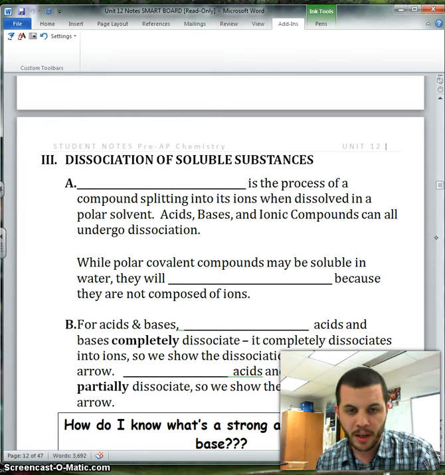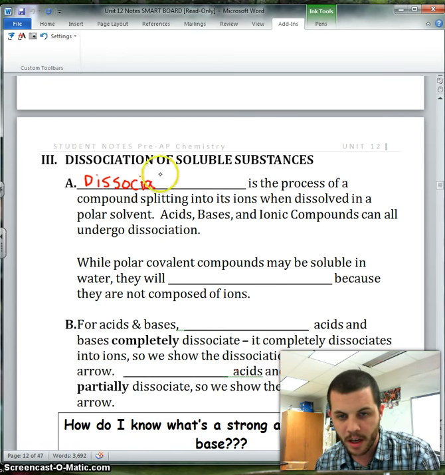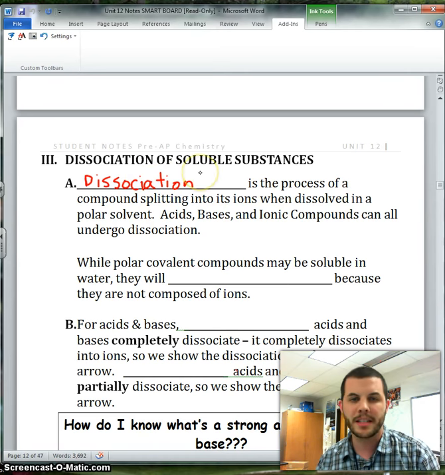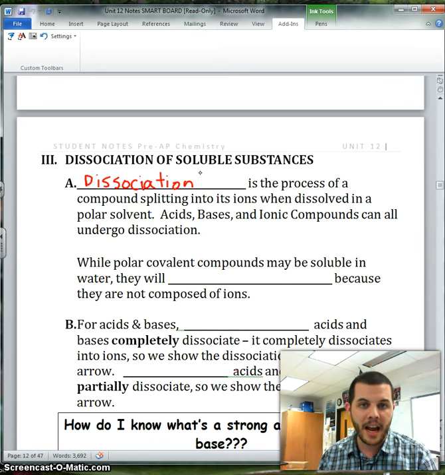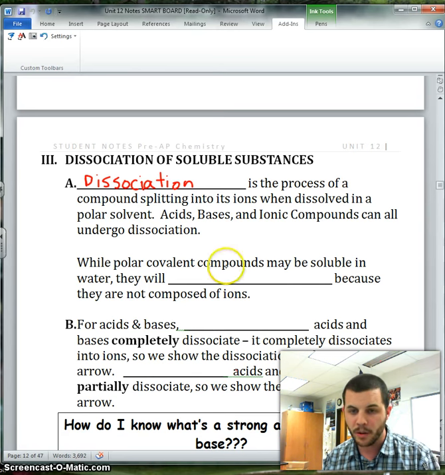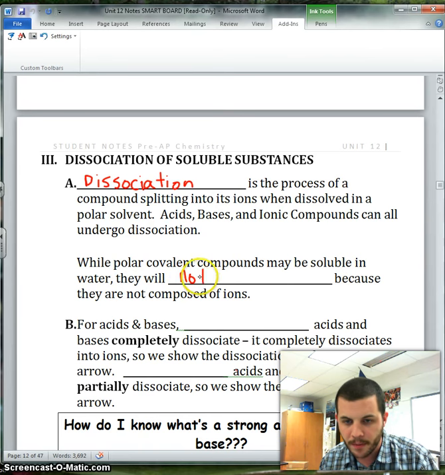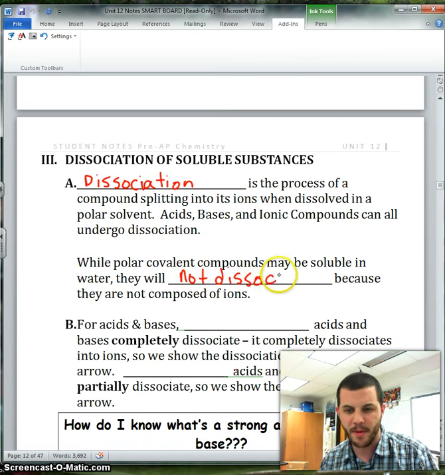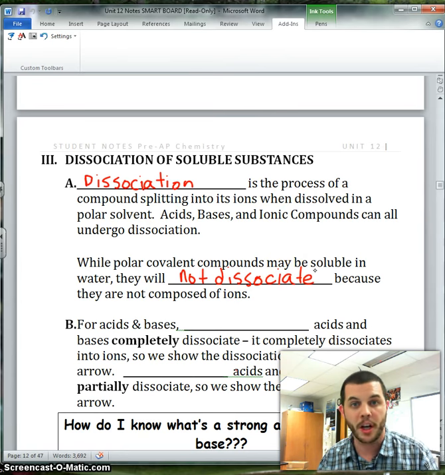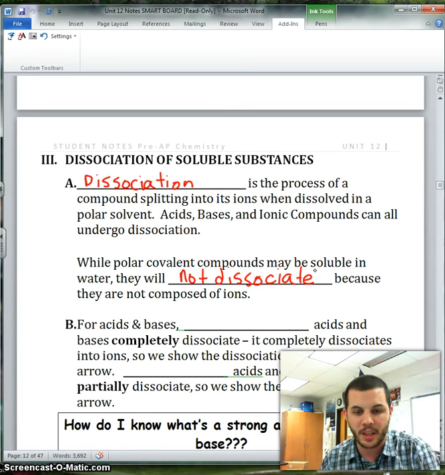So the first thing we want to do is we want to define dissociation. Dissociation. Okay, and that's basically going to be the process of something breaking down and actually dissolving into a solvent. Okay, so this says that acids, bases, and ionic compounds can all undergo dissociation. Okay, it says while polar covalent compounds may be soluble in water, they will not dissociate. And that's because they're not actually made up of ionic parts.